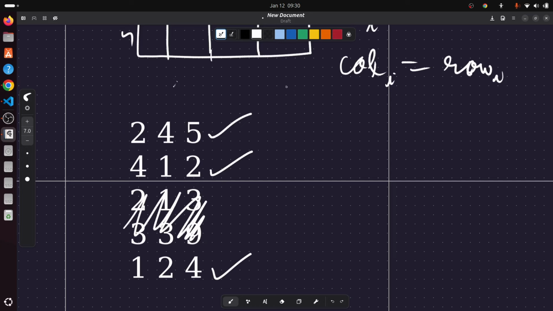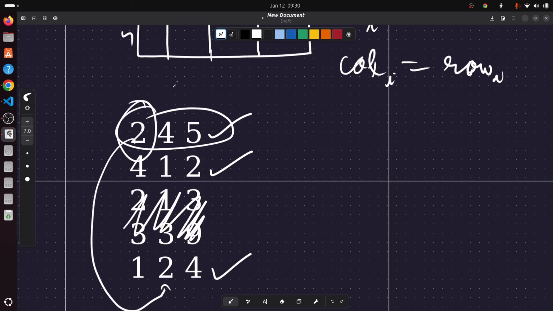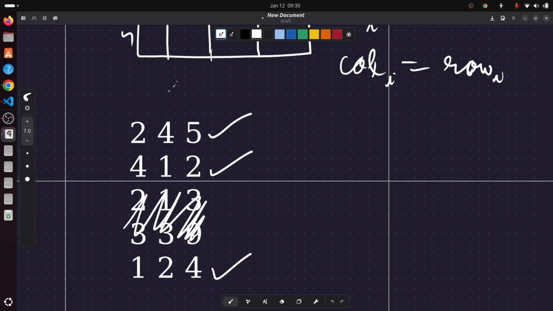For each thing in the row, you have selected 2 comma 4 comma 5 initially, right? In the row you have a 2, so in the column also you must have a 2 corresponding to this 2. For each 2 in the row you must have one 2 in the column. If there are multiple 2s, let's say I have 2 4 as well and I have 2 5 as well, so in my row I have two 2s, so in my column as well I have to have two 2s.